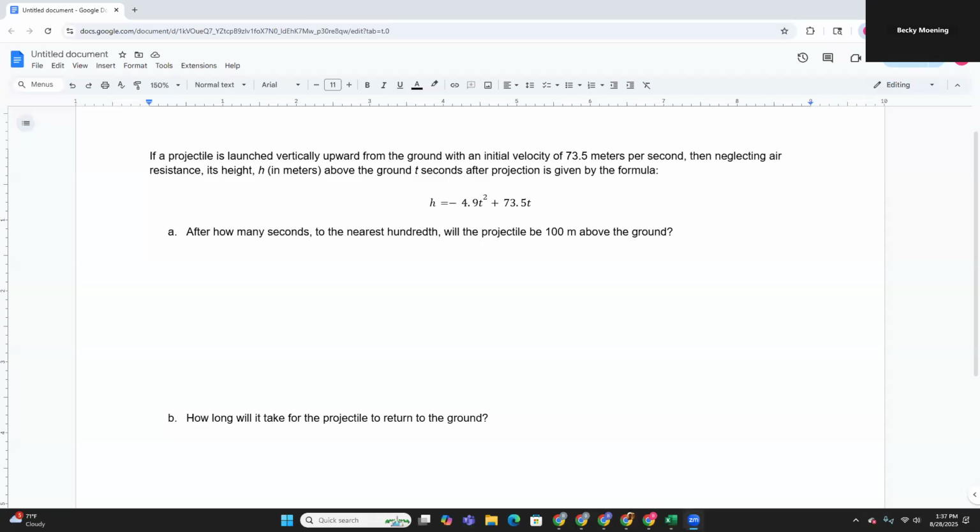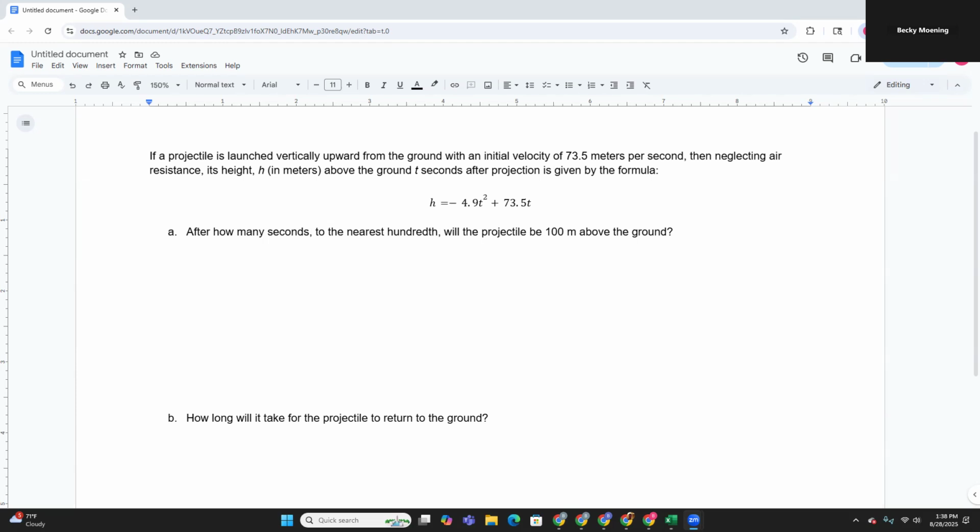Our favorite kind of quadratic is when we are launching projectiles. So if a projectile is launched vertically upward from the ground with an initial velocity of 73.5 meters per second, then, neglecting air resistance, its height h in meters above the ground t seconds after projection is given by the formula h equals negative 4.9 t squared plus 73.5 t. After how many seconds to the nearest hundredth will the projectile be 100 meters above the ground?